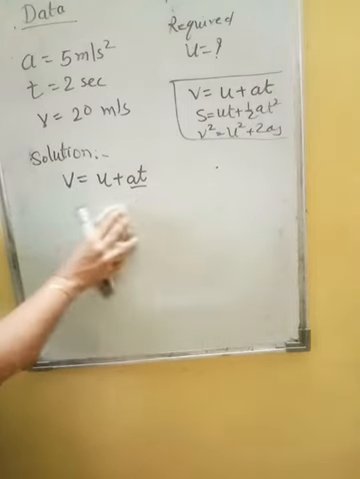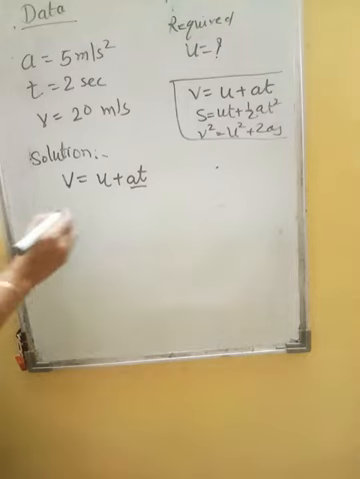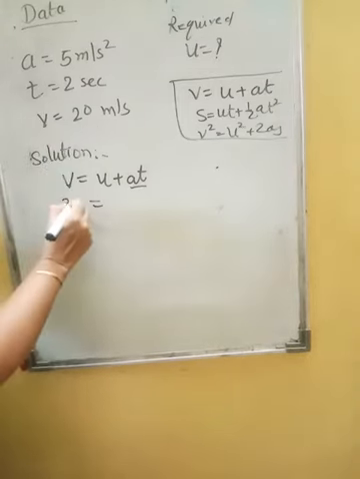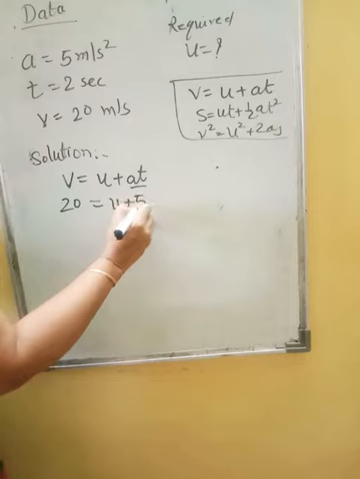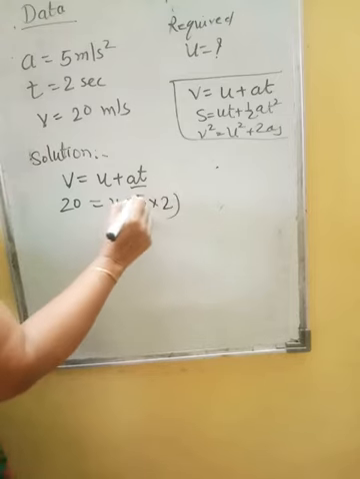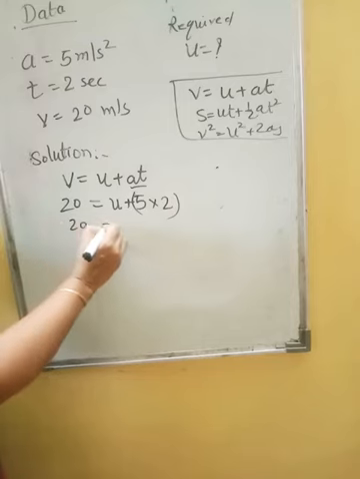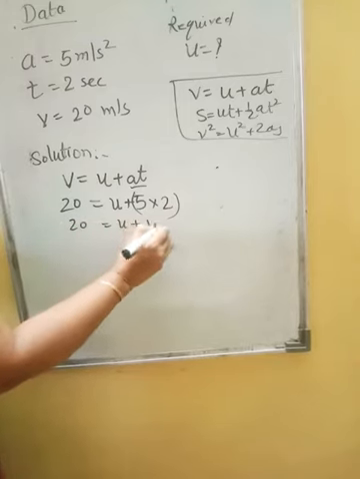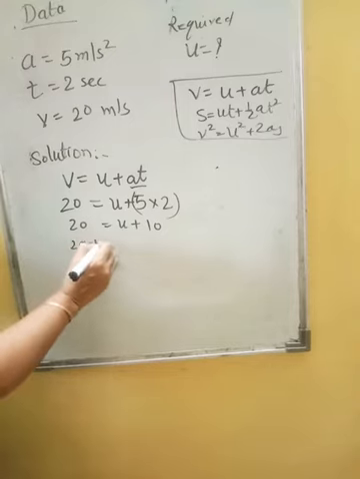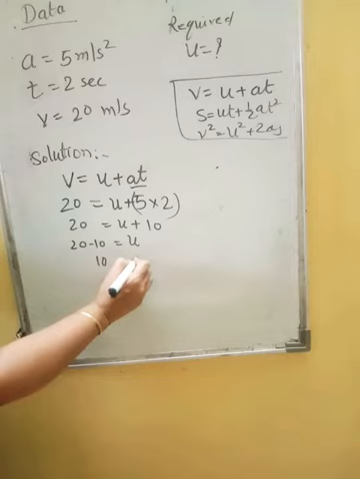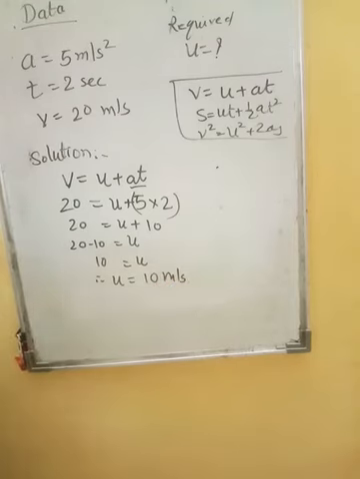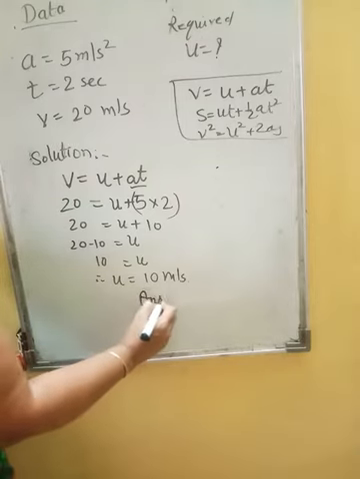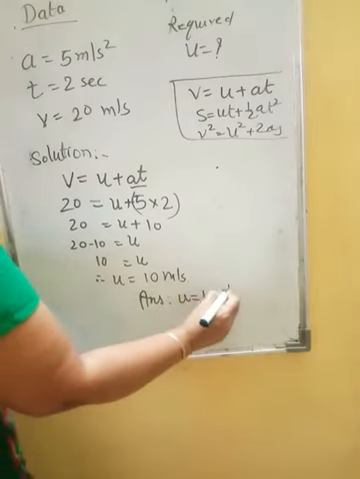The first step is you are going to write down the formula. Then V is 20, U is question mark, A is 5 and T is 2. So you have 20 is equal to U plus 5 2s are 10. So 20 minus 10 is equal to U. So 10 is equal to U. Therefore U is equal to 10 meter per second. So you are going to have the final answer as U is equal to 10 meter per second.